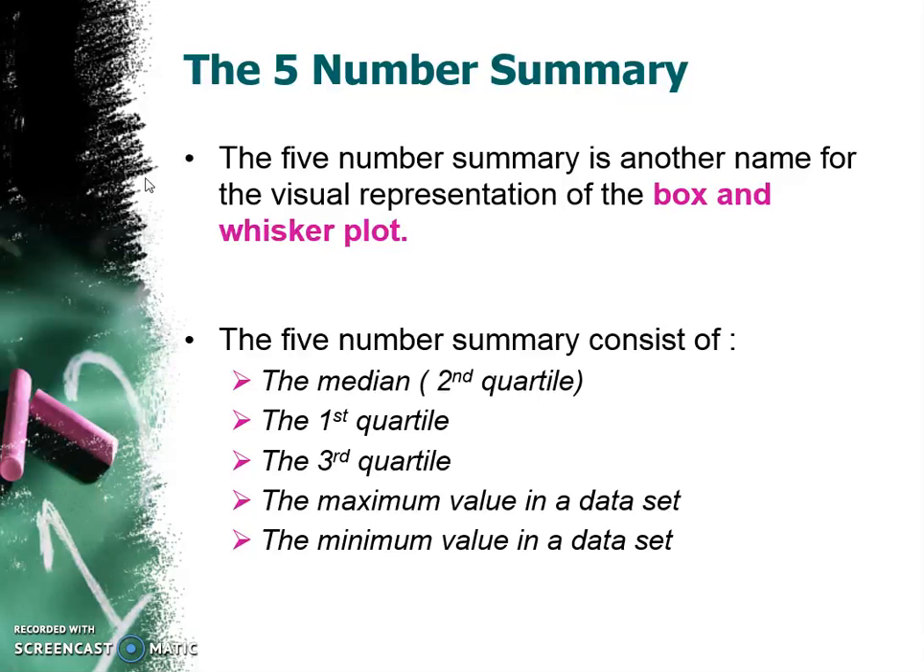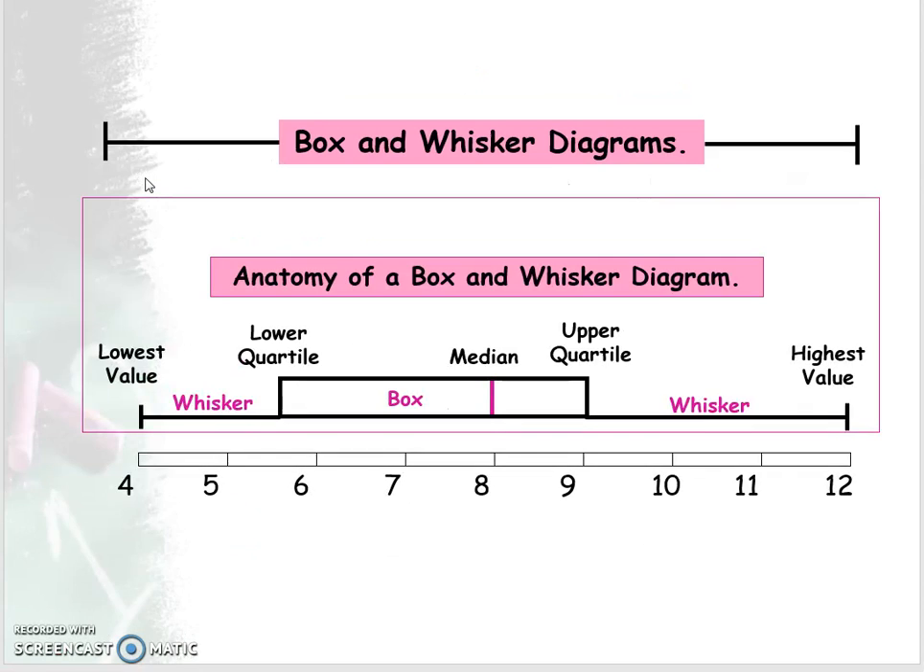So the 5-number summary is something that we need in order to be able to create a box and whisker plot. And it consists of your median, the first quartile or lower quartile, your third quartile or your upper quartile, your maximum value in the data set, and also your minimum value in your data set.